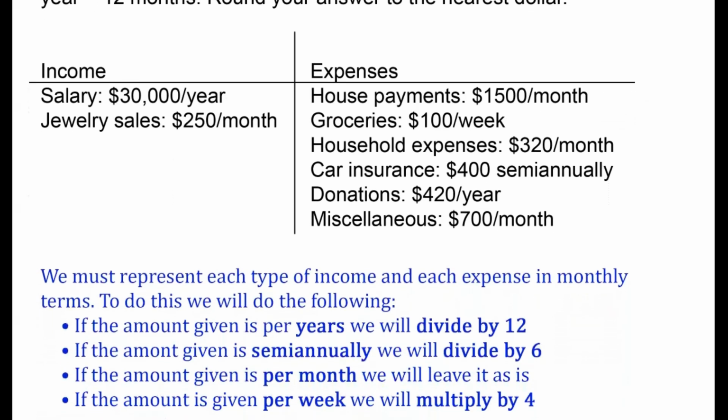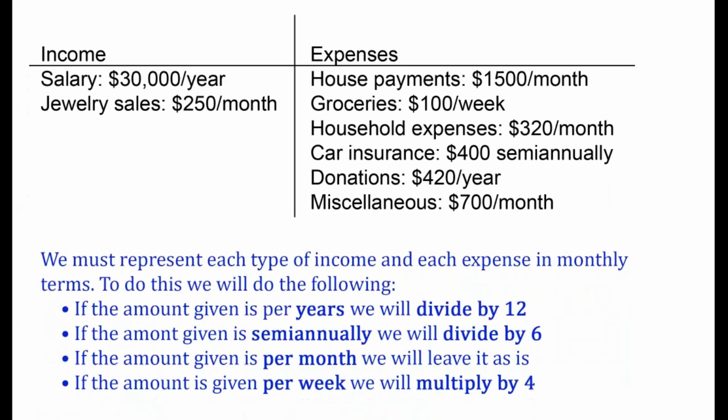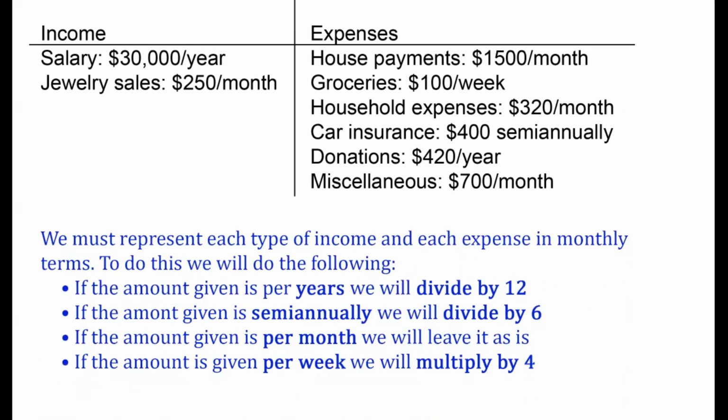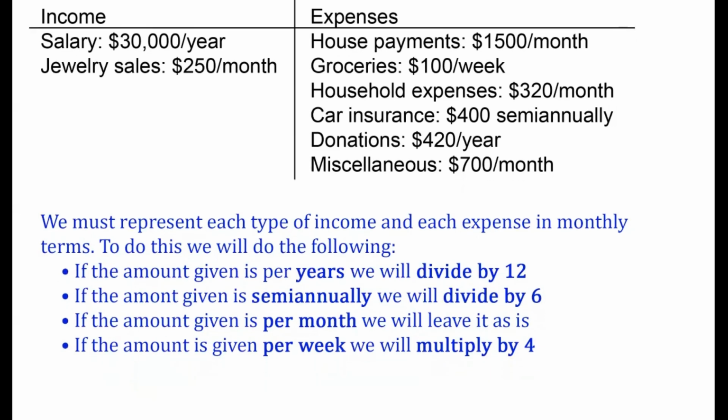So we must represent each type of income and each expense in monthly terms. To do this, we will do the following. If the amount is given per year, we'll divide by 12. If the amount is given as semi-annually, we'll divide by 6. If the amount is already per month, we'll just leave it as it is. We don't have to multiply or divide by anything. And if the amount is given per week, we're going to multiply by 4. So let me show you what I mean.